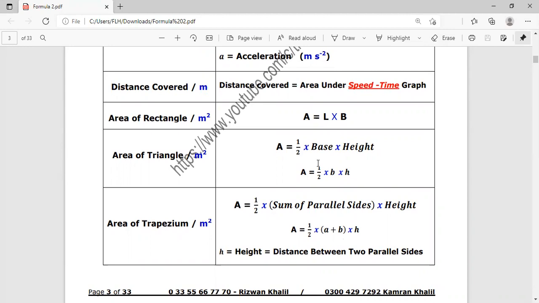Area of rectangle is equals to a is equal to length into breadth. Area of triangle, a is equals to 1 over 2 multiplied by base multiplied by height of the triangle. So it is the right angle triangle as well. So 1 by 2 into b into h. And then the area of trapezium is equals to 1 by 2 into sum of parallel sides into height, equals to 1 by 2 into a plus b into h, where h is the distance between two parallel sides.